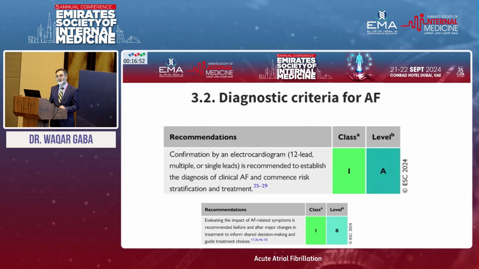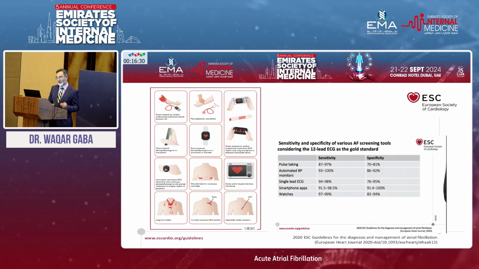So what's the diagnostic criteria for atrial fibrillation? It's simple. You need either a 12-lead ECG or multiple-lead or single-lead ECG to establish the diagnosis of clinical AF, and you commence risk stratification and treatment. This is a 1A recommendation by 2024. And you also evaluate the impact of AF on you. So not only do you just diagnose it, you see what AF is causing to you.